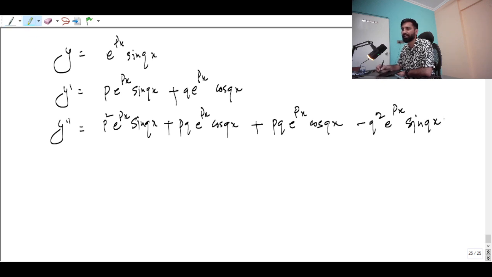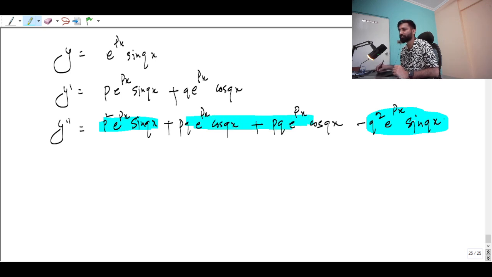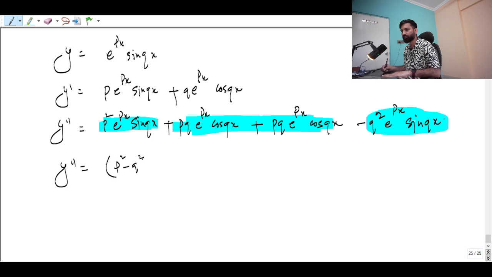Notice that you can combine this term and this term, because e raised to power px sine qx is common here, and something is common also here. So let me write y double dash, which is nothing but p square minus q square common, e raised to power px sine qx.